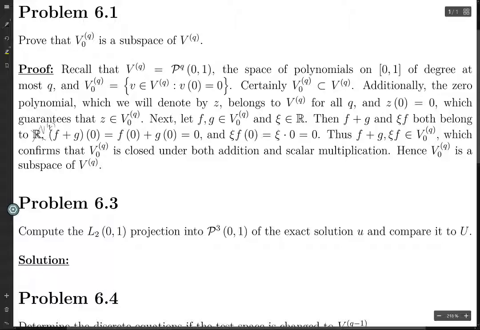So V0Q is a subspace of VQ, which contains the zero vector and is closed under addition and scalar multiplication, and thus it's a subspace. And that's all there is to it. It's a pretty quick problem, and there we go.